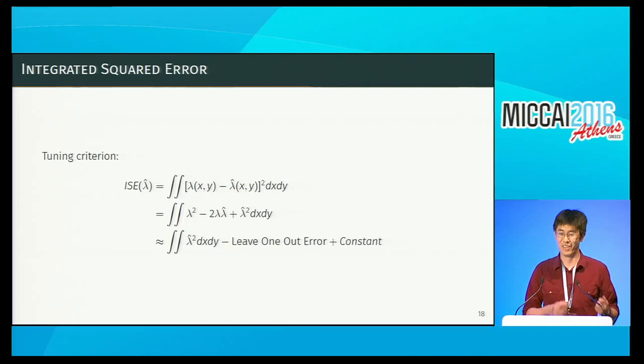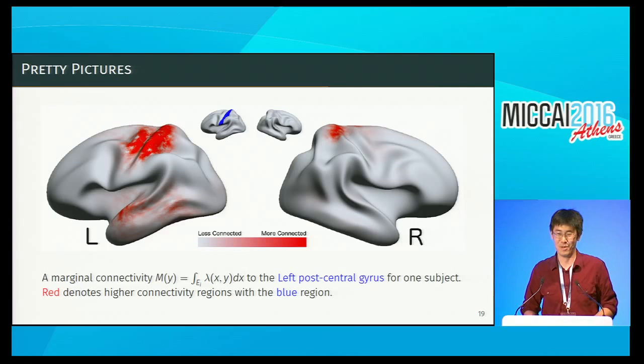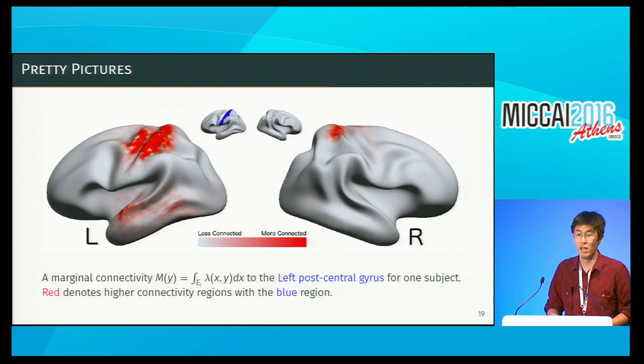The first thing we're going to do with it is visualize it, of course, because we're imagers. And we have to integrate over a region to visualize it because the actual object is four-dimensional, or on two spheres. So if we integrate over the left postcentral gyrus, this is the continuous connectivity that comes out.